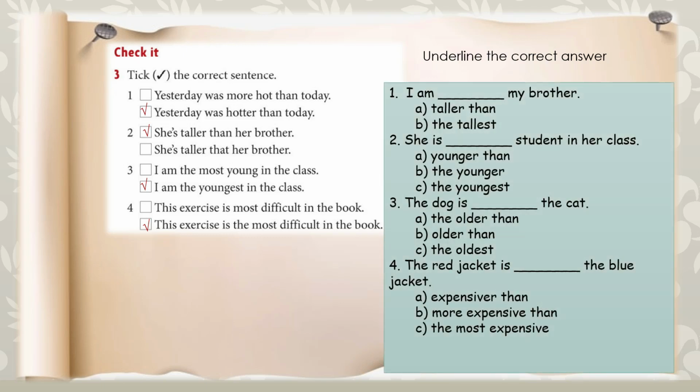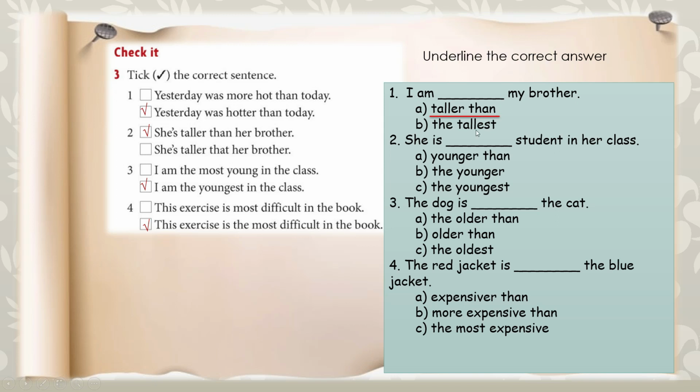Next, underline the correct answers. We have 4 sentences as well, and we have the options A and B. So the first one, I am taller than my brother, or the tallest my brothers. So again, when we want to compare between two things, we have to use, yes, the comparative adjective. So we choose taller than. In here you compare I, meaning you, and your brother. So if you compare between two things, you have to use the comparative adjective.